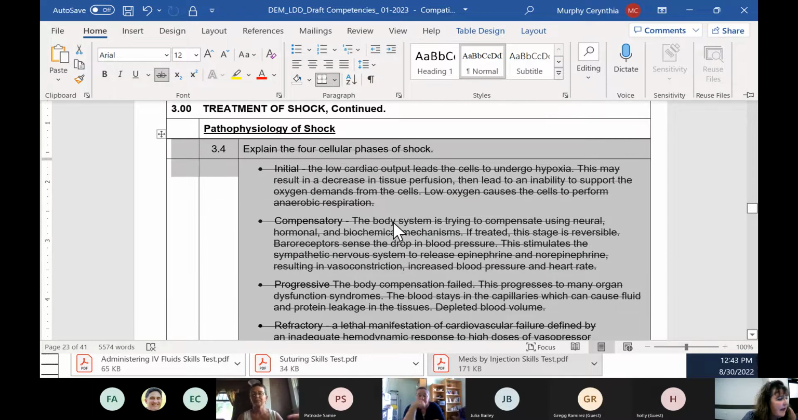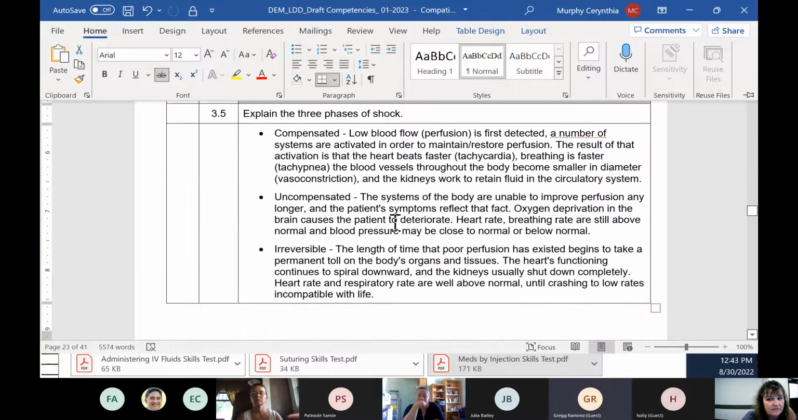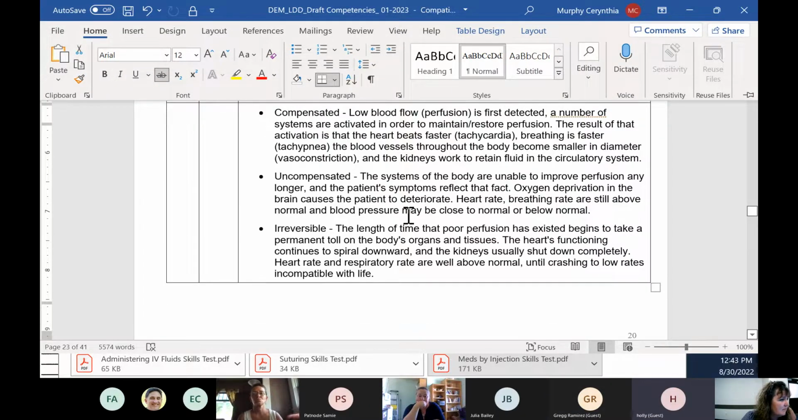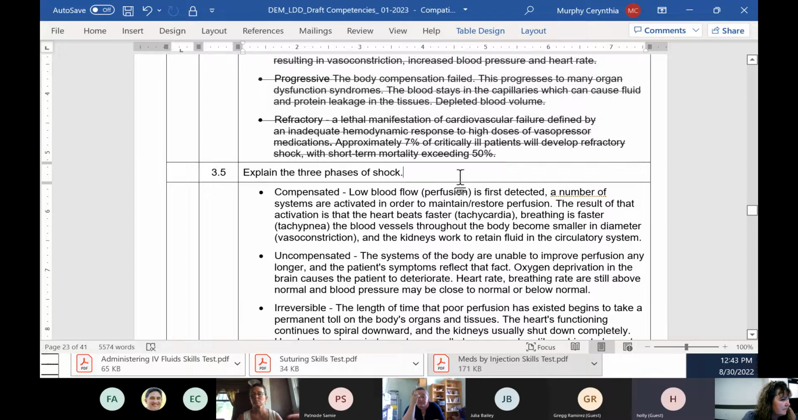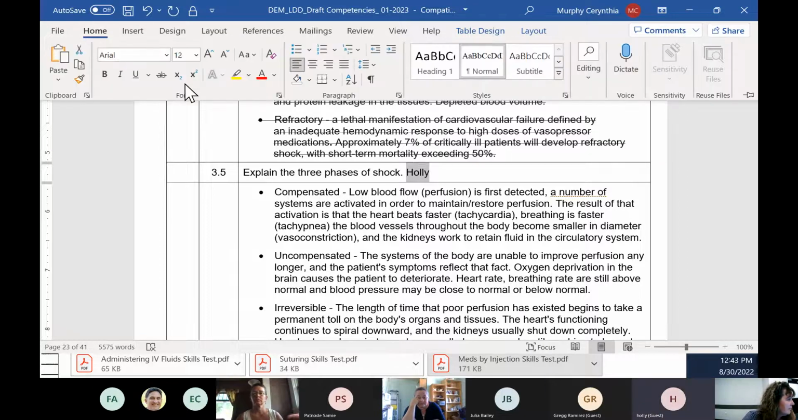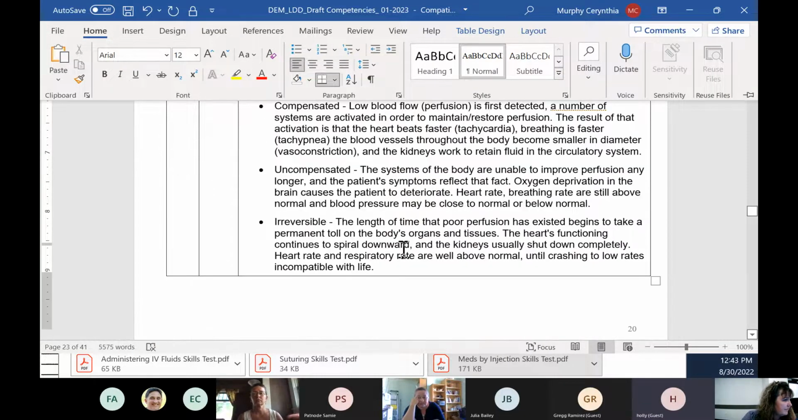Yeah. And then 3.5, that's accurate, absolutely. This is what we need. I can review this to make sure, because I haven't looked at this in forever, to make sure that it looks right. But that's what we call them: compensated, uncompensated, and irreversible. Okay. Use your DRT unless a miracle occurs.